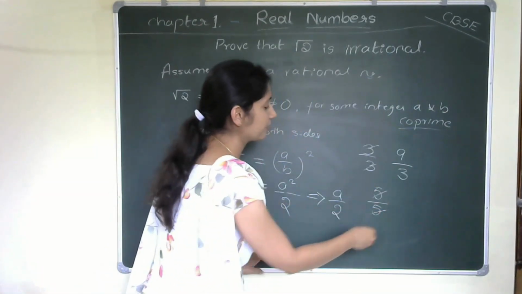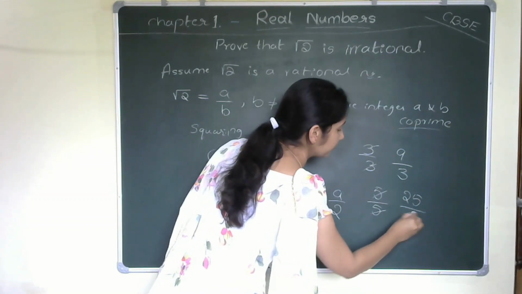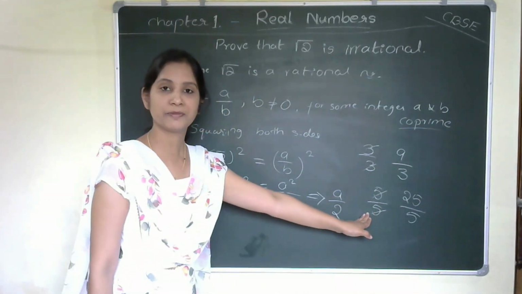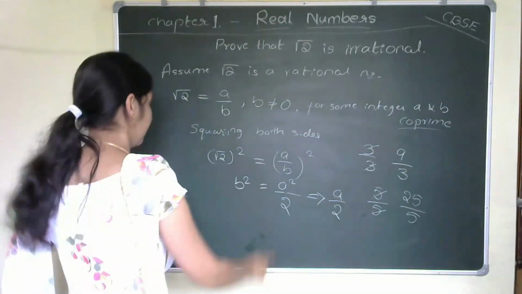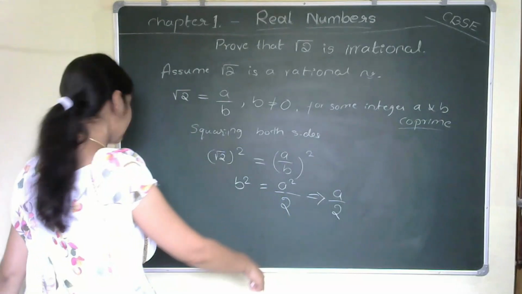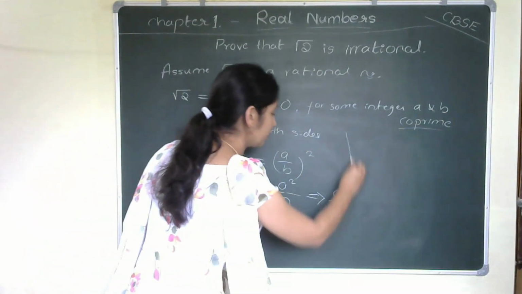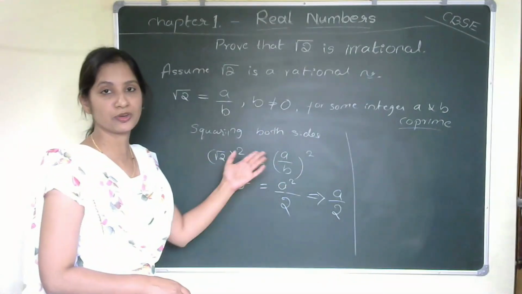Okay. 5 ones are 5. Also 5 square is 25, so 25 is also divisible by 5 itself. Similarly, if a square is divisible by 2, then a is also divisible by 2. Okay, so we got one conclusion.